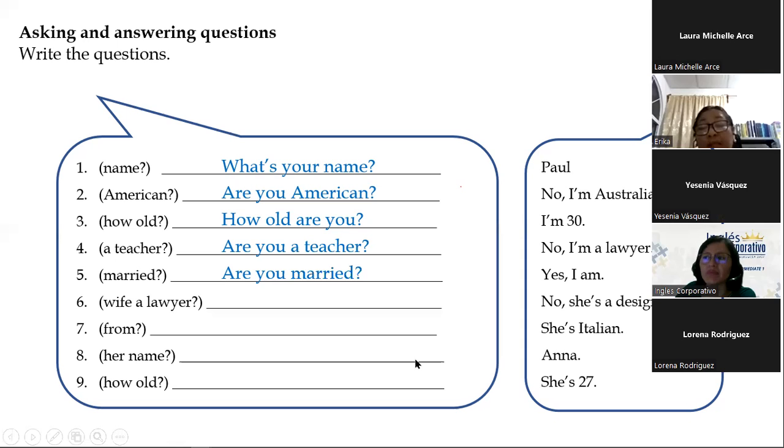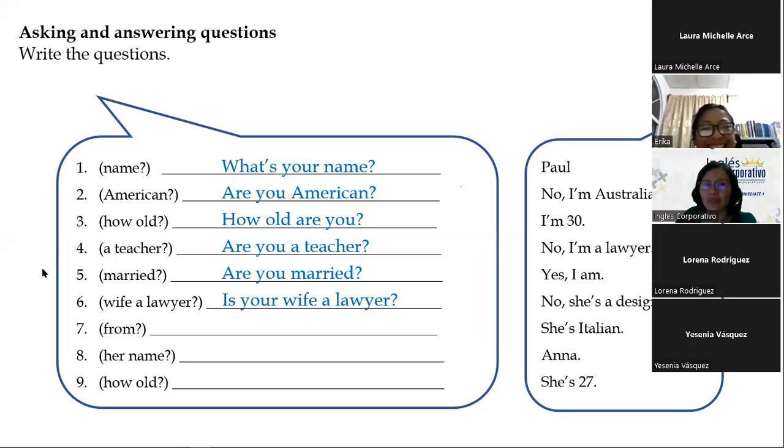Is your wife a lawyer? Very good, right? Is your wife a lawyer, right? No, she's a designer, right? Is your wife a lawyer? No, she's a designer. And number seven?